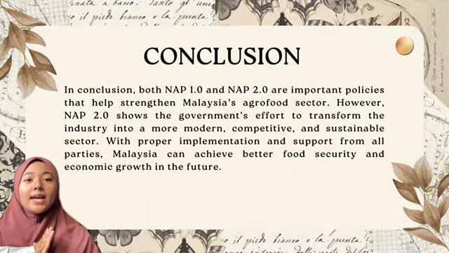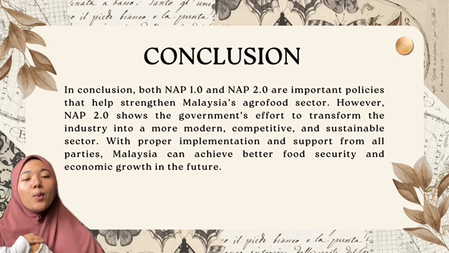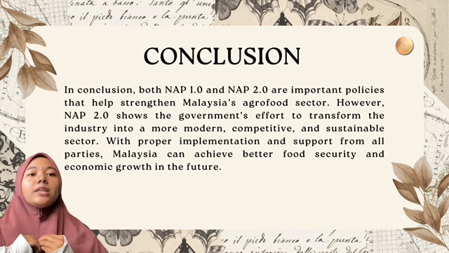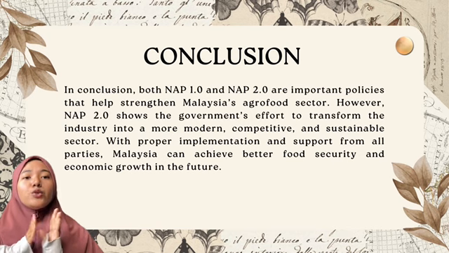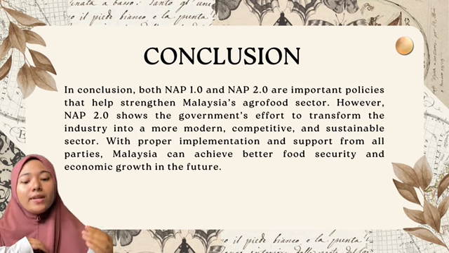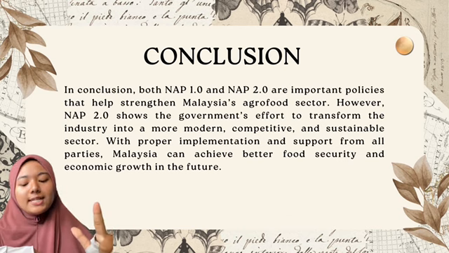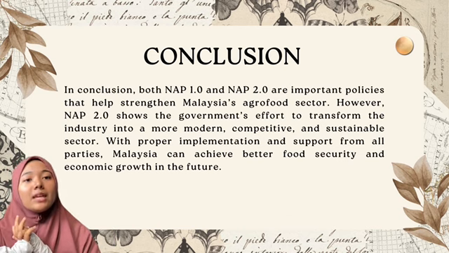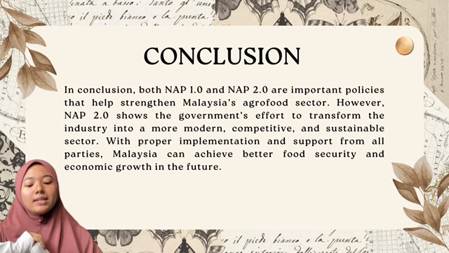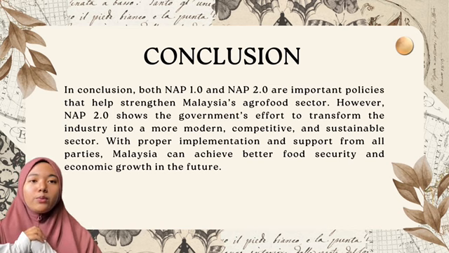In conclusion, both NAP 1.0 and NAP 2.0 are important policies that help strengthen Malaysia's agro-food sector. However, NAP 2.0 shows the government's efforts to transform the industry into a more competitive, more modern, and sustainable sector. So, with proper implementation and support from all parties, Malaysia can achieve better food security and economic growth in the future.